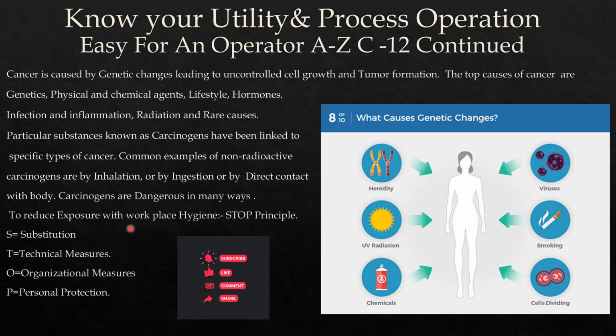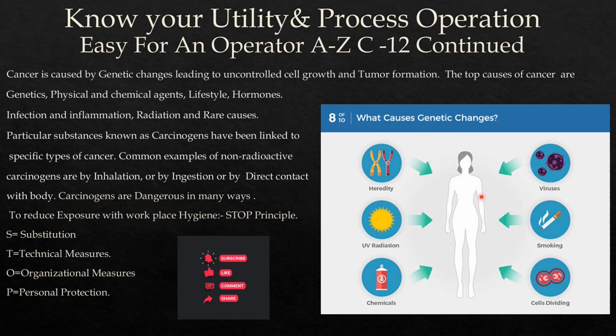To reduce exposure with workplace hygiene, we need the STOP principle. That is S for substitution, T for technical measures, O for organizational measures, and P for personal protection. This is a schematic diagram.